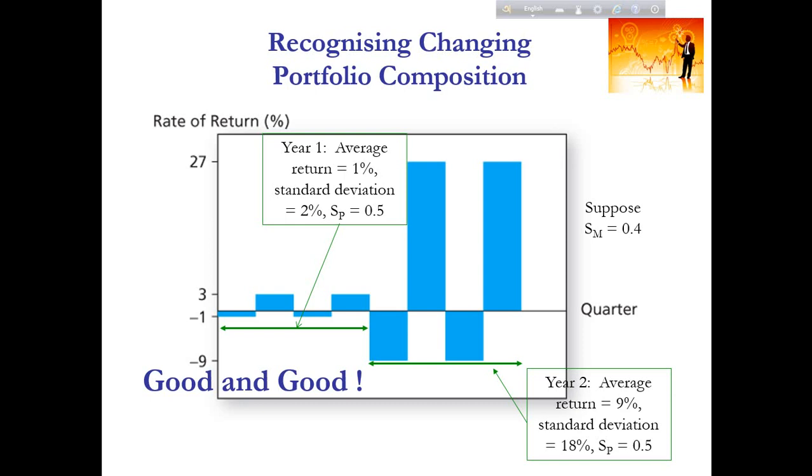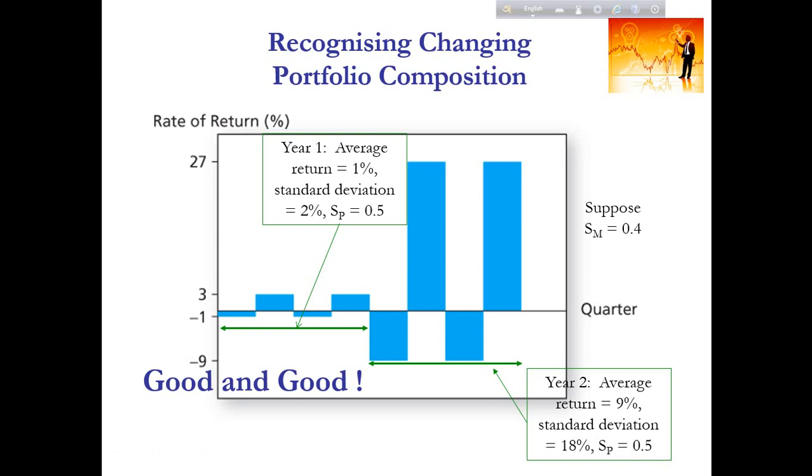Now, let's suppose that across this 2-year period, the Sharpe ratio of the market was 0.4. So what does that mean? You can see that the Sharpe ratio of the managed portfolio is 0.5 in the first year, and the Sharpe ratio of the managed portfolio is also 0.5 in the second year. Now, if the Sharpe ratio for the market is 0.4 across this 2-year period, it means that we have outperformed the market in the first year because our Sharpe ratio is higher than the market, and we also outperformed the market in the second year because the Sharpe ratio is 0.5 compared to 0.4 for the market.